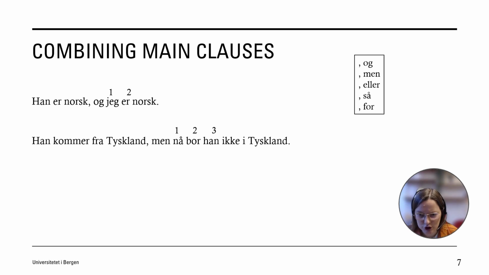Han kommer fra Tyskland, men nå bor han ikke i Tyskland. Men is element 0, nå is element 1, bor, the action, the verb, is element 2, and because the subject isn't in element 1, it has to be element 3, han.